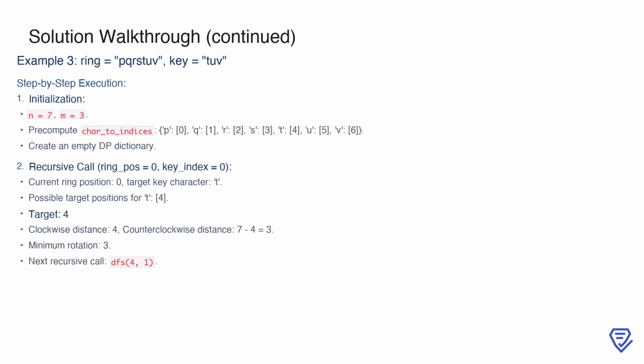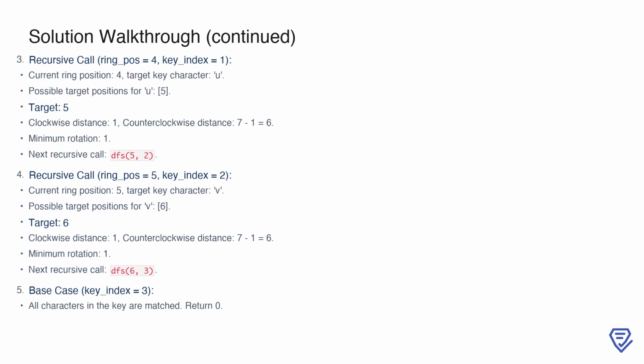The first call begins at ring position 0 and key index 0. The target character is T, which is at position 4. The clockwise distance is 4, and the counterclockwise distance is 3, so the minimum rotation is 3. We then proceed to match the next character, making a recursive call to DFS(4, 1).